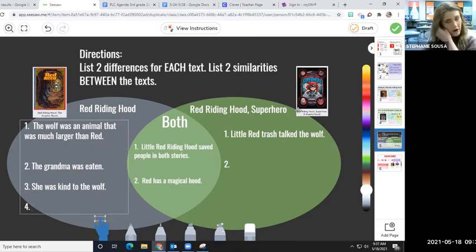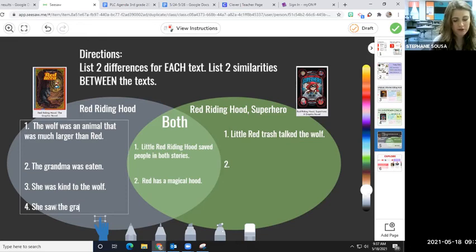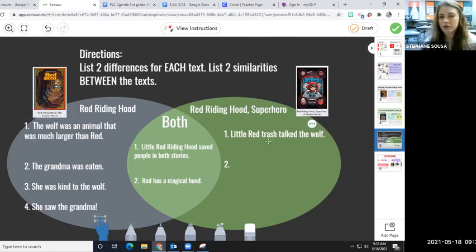Another difference for only the original version. Yes, Leah. That she actually saw the grandmother. She did. She saw the grandma in this version. She did not see her grandma in the original version. They were on their way there and they never made it, right? So she didn't quite get there. Awesome. Okay, now let's focus on our fractured version.